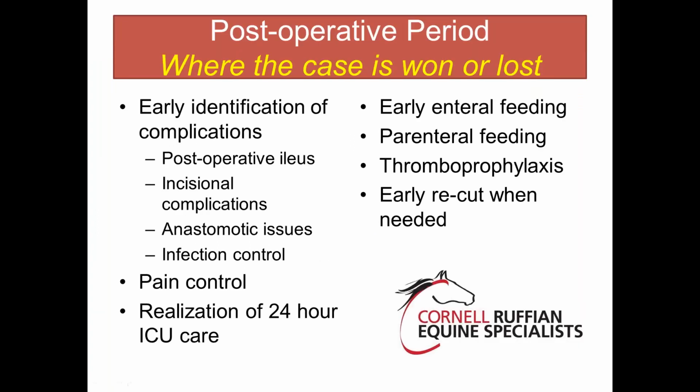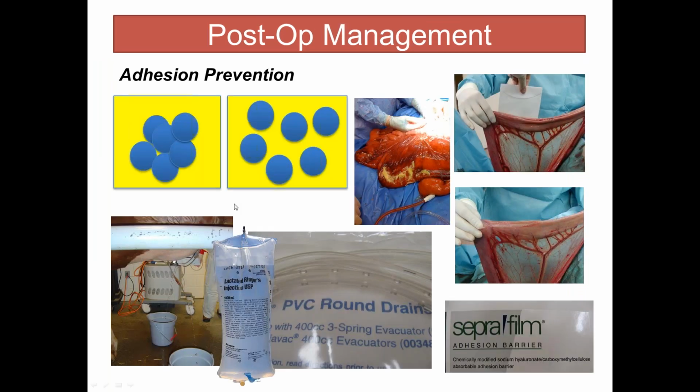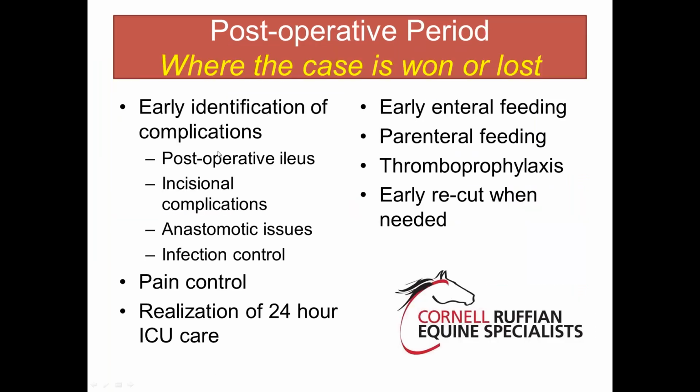So this is really where the case is won and lost. You really need to identify potential complications early, and good pain control helps with, I think, motility. You really utilize a 24-hour ICU care facility. I think this is a newer thing, well, not new, but it's certainly more in step with human surgical ICUs, where early enteral feeding, where possible, makes the gut remember that it's got a job to do. Using IV nutrition where appropriate, if you've got a horse that can't tolerate enteral feeding.